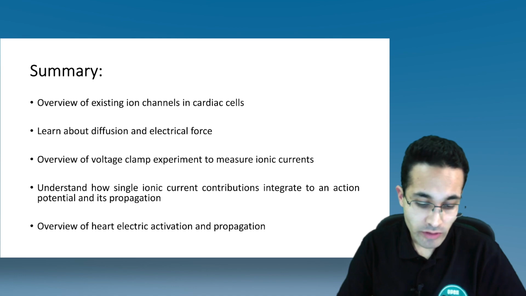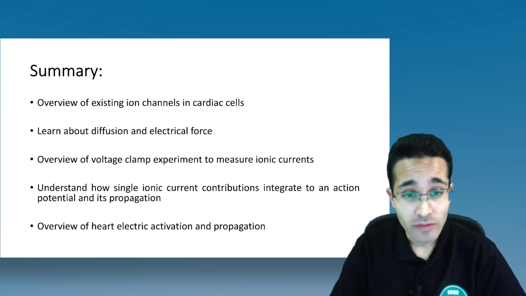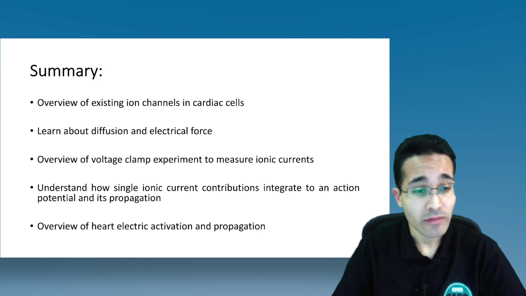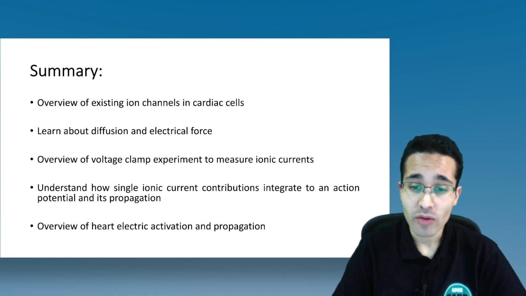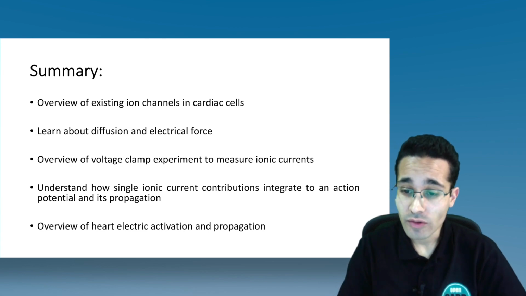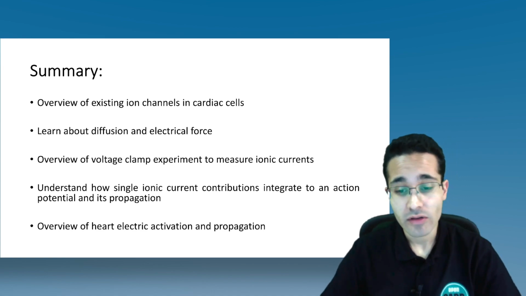In this video tutorial, you learned about the cardiomyocyte and the ion channels. You learned about the diffusion and the electrical forces that drive the movement of ions through the cell membrane. You also had an overview of the voltage clamp experiment to measure ionic currents. You understand how single-cell ionic currents contribute to an action potential and its propagation through the tissue. You also had an overview of the electric activation of the heart.